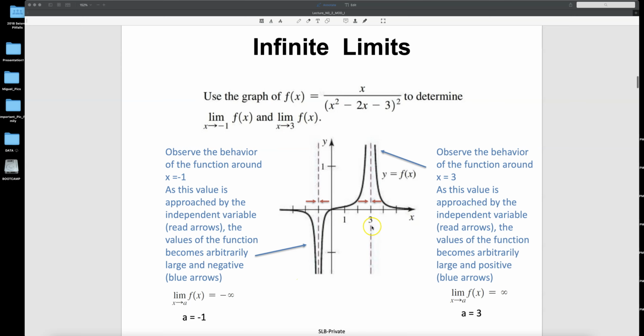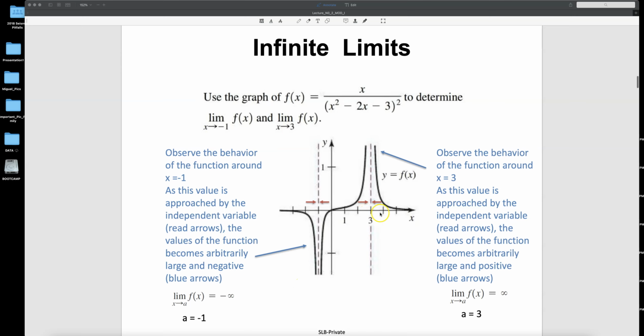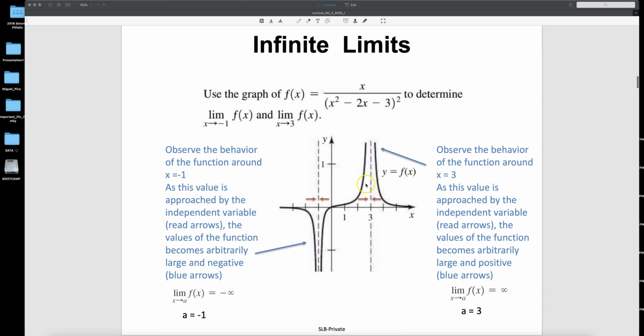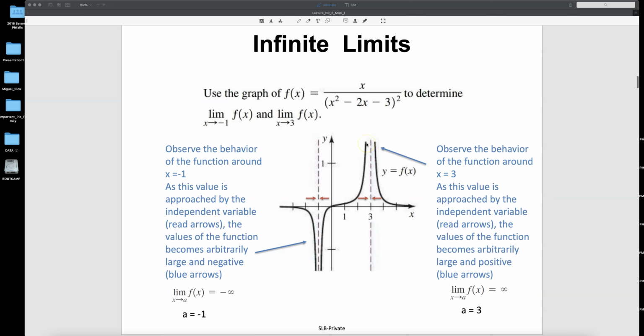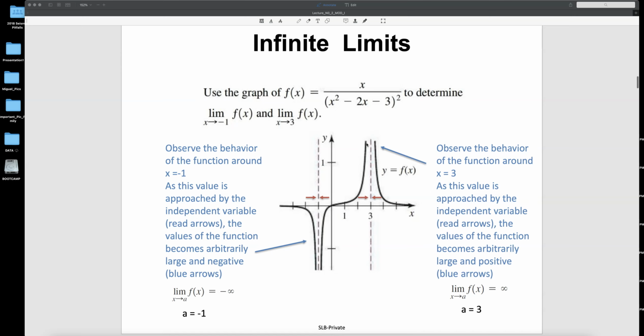The same thing happens when we approach 3. If we approach 3 from either side, from the right or from the left, the values of the function are going to be very large positive numbers. Whenever I get closer to 3, the value of the function is going to get higher and higher and higher in positive numbers.